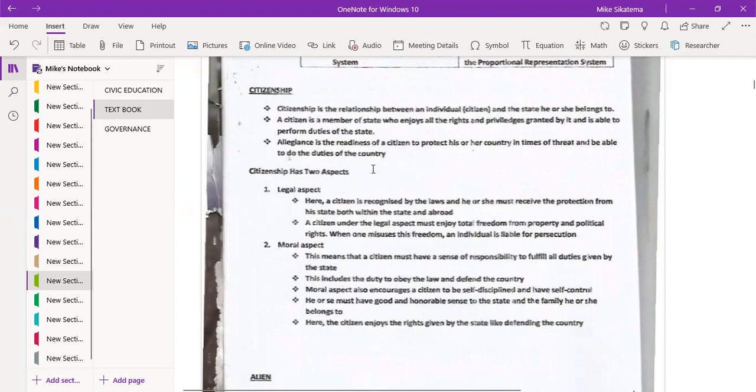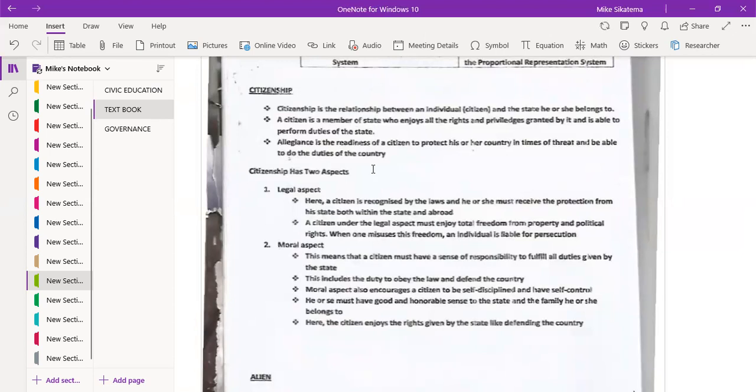So with the legal aspect of citizenship, a citizen is recognized by the laws, and he or she must receive protection from the state, both within the state and abroad. So your human rights, and the laws that protect them, have to be upheld under the rule of law, whether you're abroad or within the country. And the citizen, under the legal aspect, must enjoy total freedom in property and political rights. When one misuses this freedom, an individual is liable for prosecution.